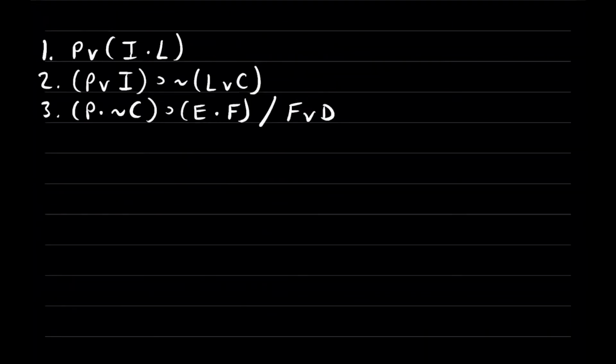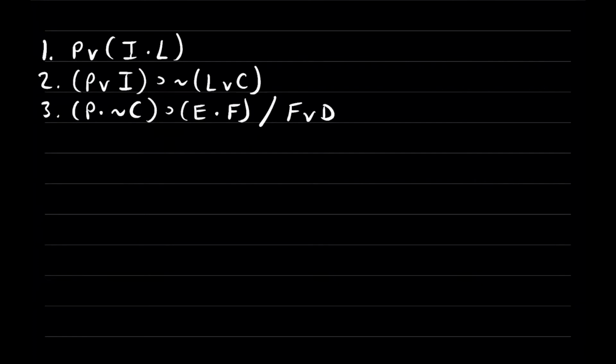Okay. Next argument. We have P or I and L. Line 2 says, if P or I, then it's not the case that L or C. Line 3 tells us if P and not C, then E and F. And we're trying to get F or D on its own line.